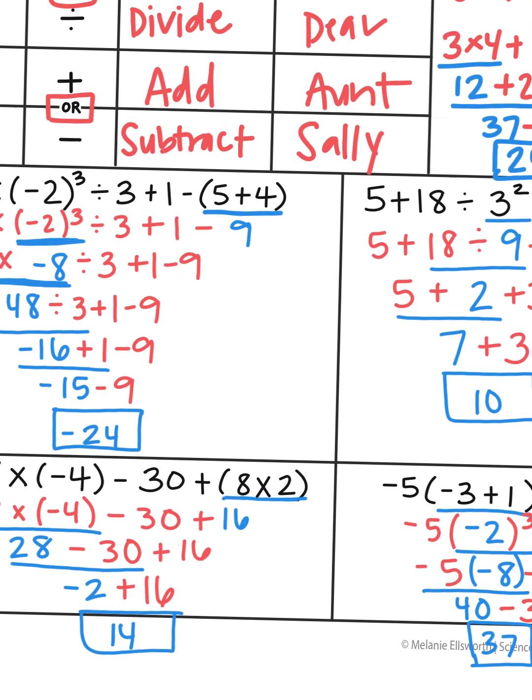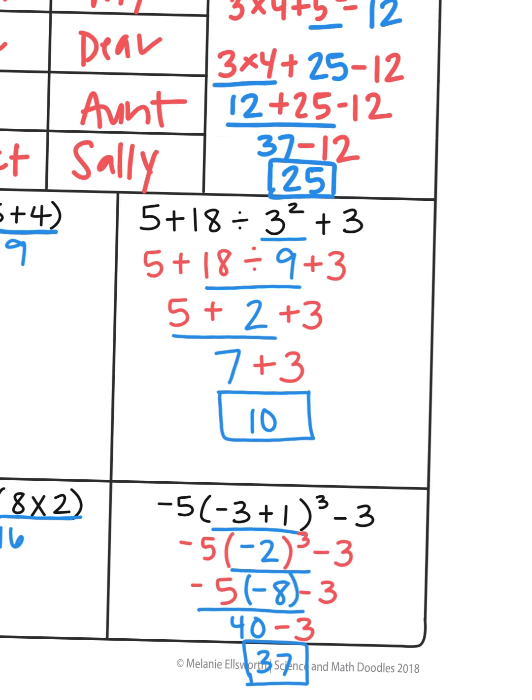The top right one. The top right one is 5 plus 18 divided by 3 squared plus 3. So there are no grouping symbols. I immediately skip to the E. So I look for any exponents, which I do have 3 squared. So I solve that first, which is 9. Bring everything else down. Then I solve the 18 divided by 9. It's the only multiplication or division that I have in this problem. So I do that next, which is 2. Bring everything down, and then I add, subtract from left to right. So 5 plus 2 is 7. 7 plus 3 is 10.